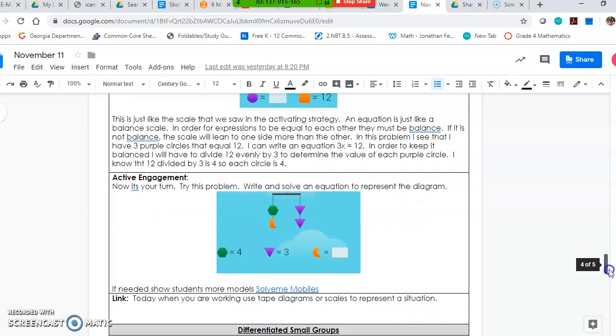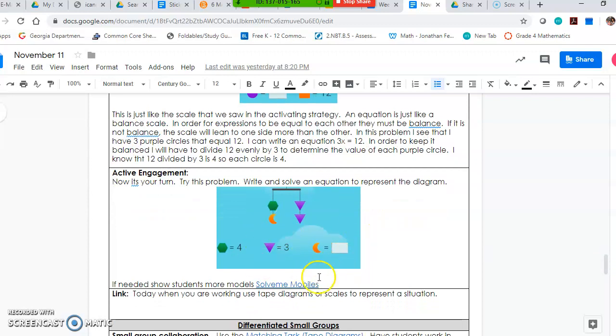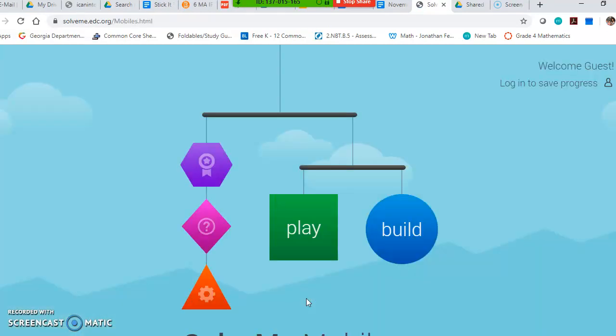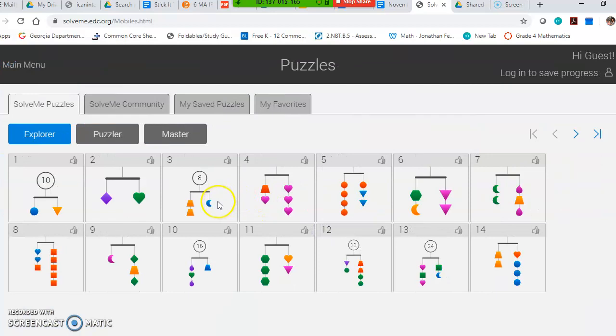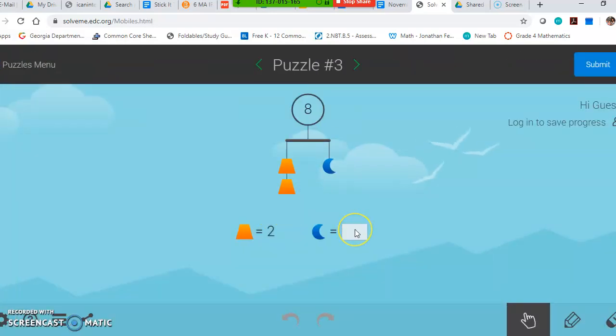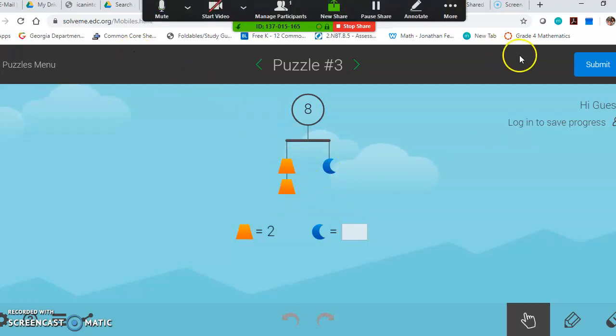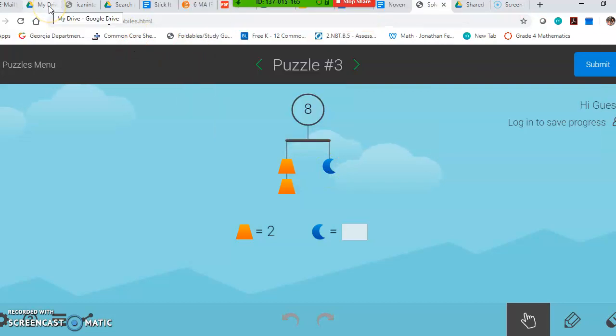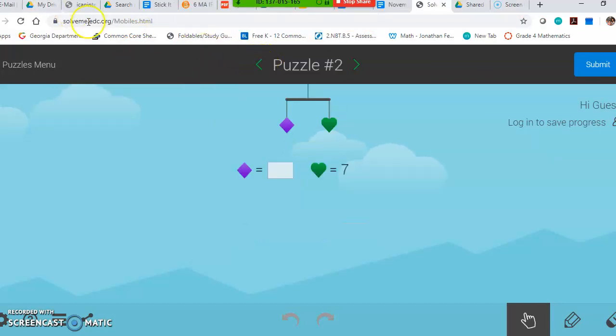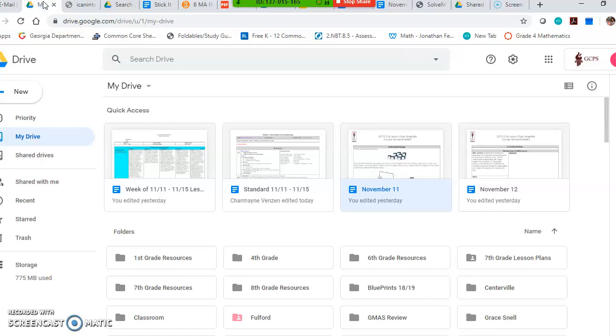All right, so for the active engagement, you present another mobile problem for them. This was a really cool website. If I click on the link here, I linked it, and it's a bunch of different ones. I just picked some. They can play and pick these and try to figure out what they are, plug them in, figure out what the moon is. If this is 2 and this is an unknown, what is it? It's a really cool website that you can try to use.